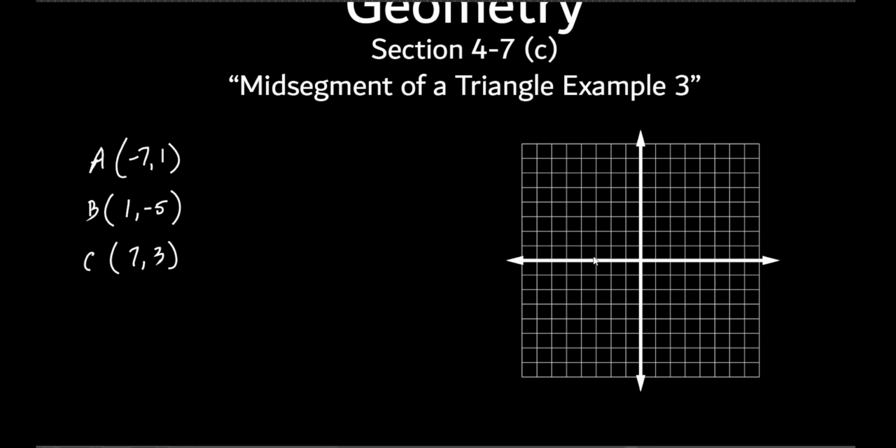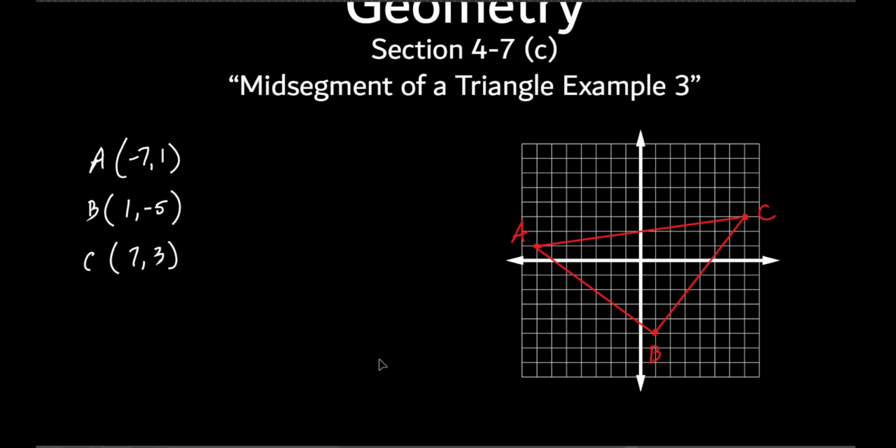So -7, 1, 2, 3, 4, 5, 6, 7, 1. So it's right there. All right, there's point A. Point B is 1, -5. So 1, -5, 1, 2, 3, 4, 5, right there. And let's label it while we're here. Let's call that A. Let's call that B. Then C is 7, 3. So there's 7, 1, 2, 3, right there. And that's C. So we got to make a triangle out of it. Did you make a triangle? All right, so you just connect them. Right, that's close. And this to there, and then this to there. All right, good.